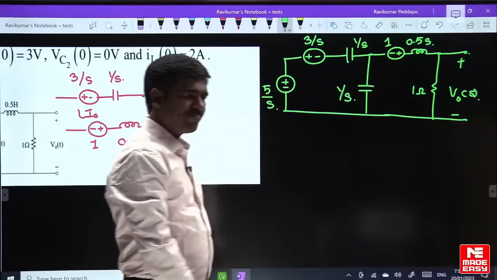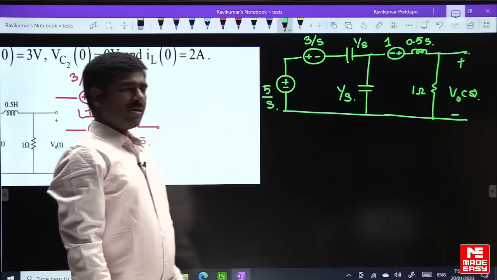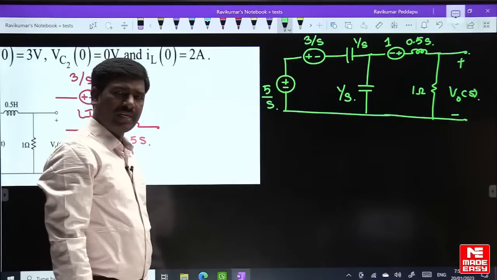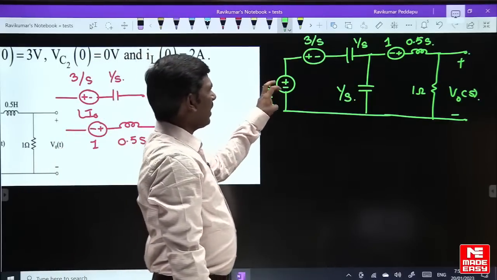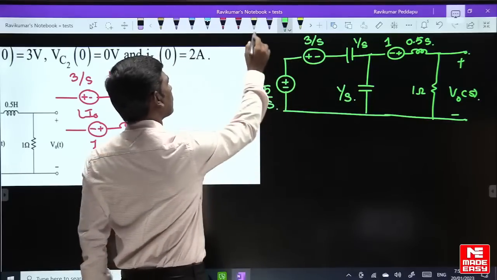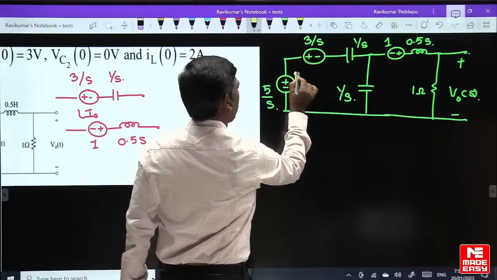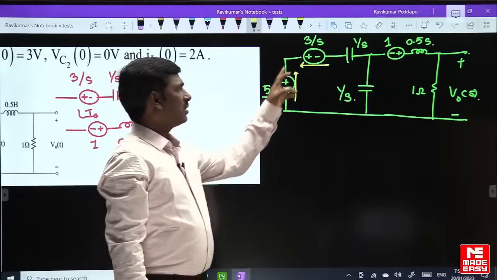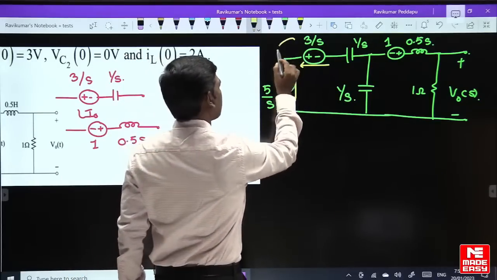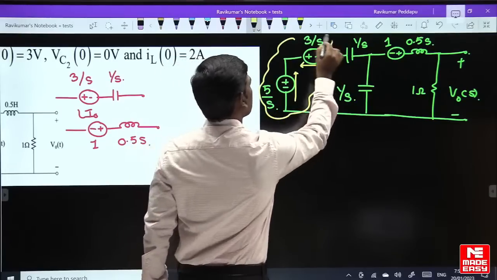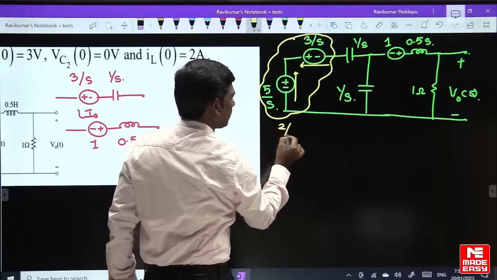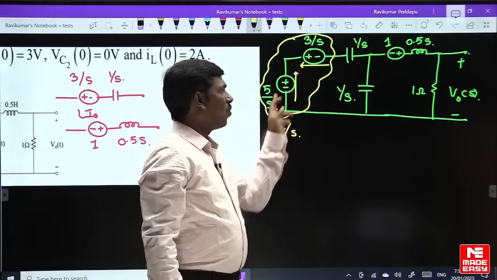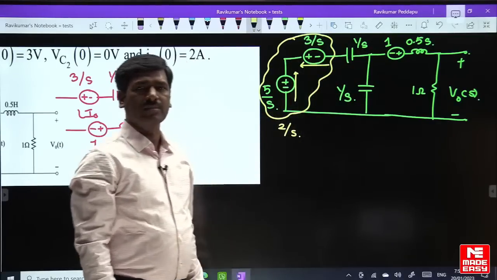I am simply using the source transformation technique here now. 5 by S, 3 by S, minus to plus, minus to plus, they oppose. This total value is 2 by S, that is, 2 by S volts in series with 1 by S.